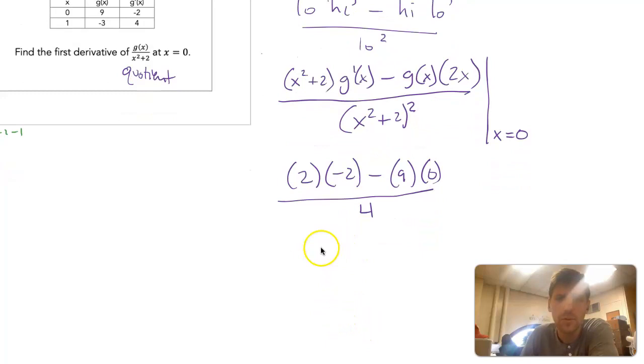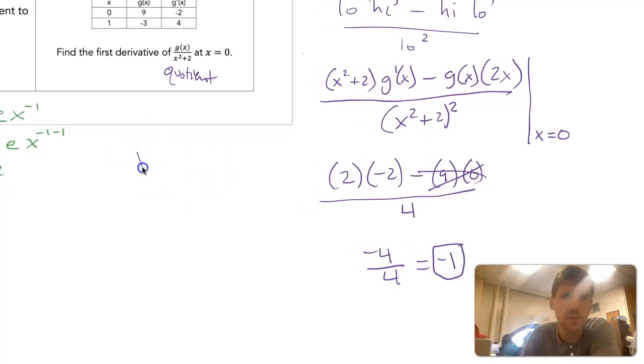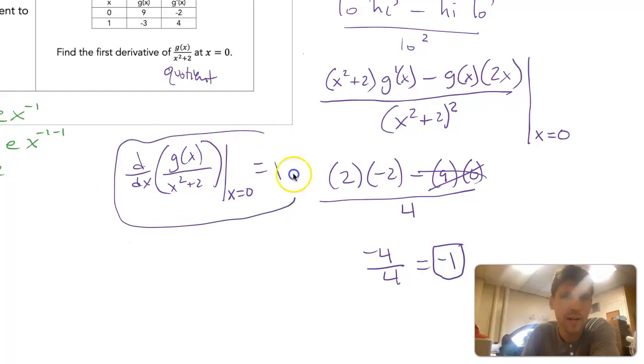Okay, now let's just simplify and see what this ends up giving us. -4. Well, that's all 0. So -4 over 4, which is -1. So we could say the derivative with respect to x of g of x over x squared plus 2 at x equals 0 is equal to 1, if we wanted to write it out nice and fancy.